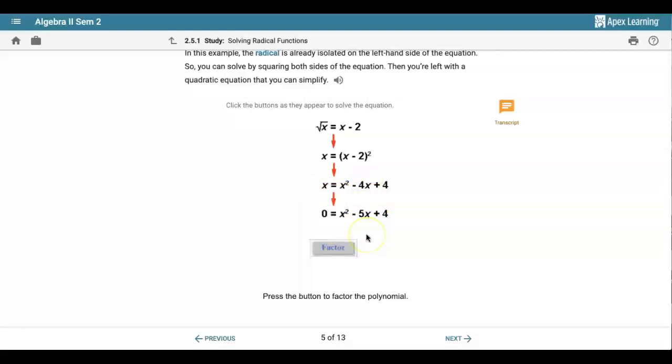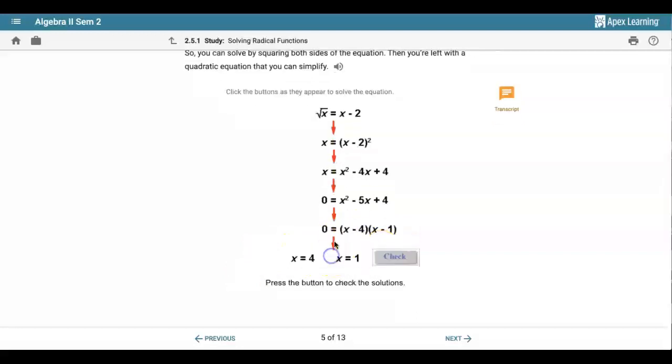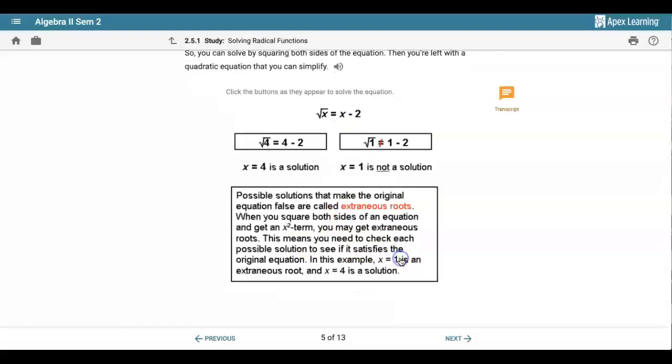it looks like the quadratics that we're really familiar with solving. I've got my quadratic equal to 0. So now I just have to find the two factors that make up this quadratic. I've got x minus 4 and x minus 1. I set both of those equal to 0, and then I can solve. So I've got x is equal to 4 and x is equal to 1. And if I want to check, all I have to do is plug them back in.